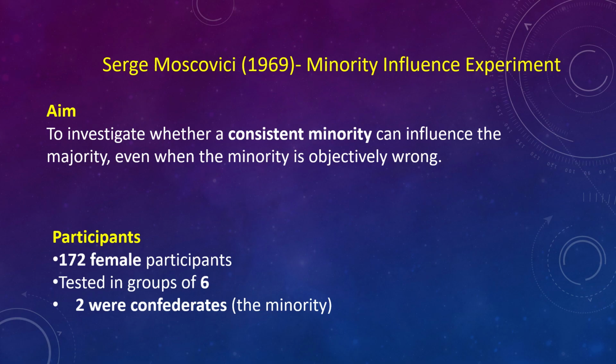He chose 172 female participants, tested in groups of six. Each group had six participants out of the 172 females. Two were confederates, the minority, who are actors. They are not real participants, because Moscovici purposely put those people in to voice these minority views. But the actual participants didn't know this, right?